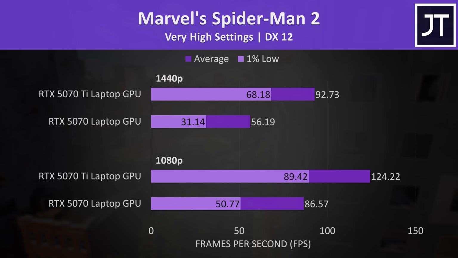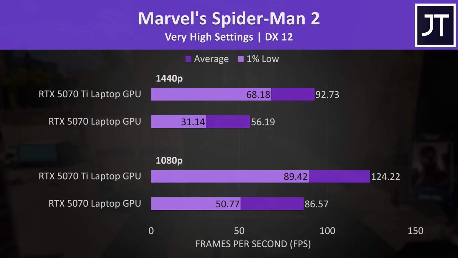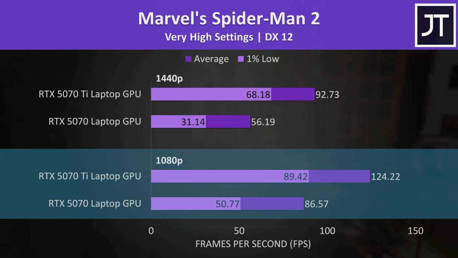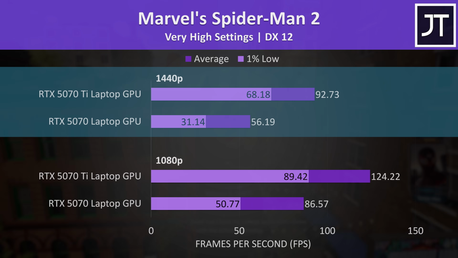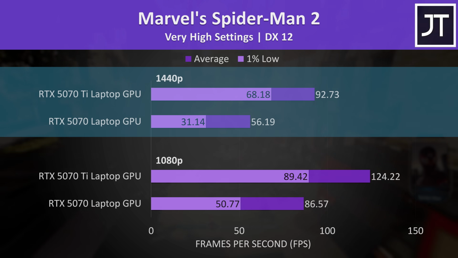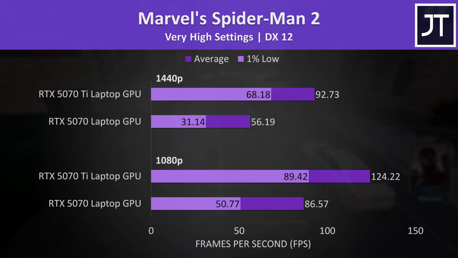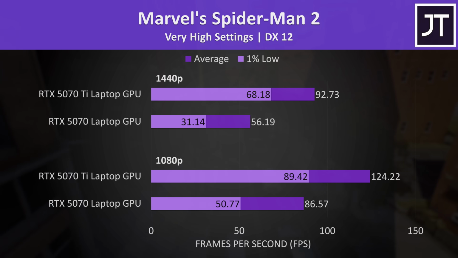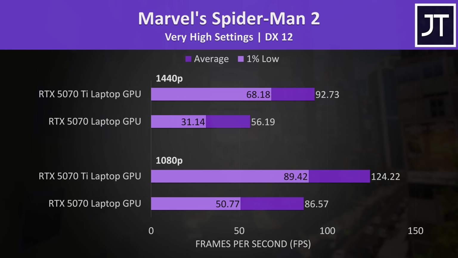Starting with Spiderman 2, which has the biggest difference between the two GPUs out of all 25 games tested. The 5070 Ti was reaching a 43% higher average frame rate at 1080p and 65% higher at 1440p, a massive difference. Even the 5070 Ti's dips in performance, as shown by the 1% lows, were ahead of the average FPS coming out of the 5070, which just means the Ti is smoother and more consistent.